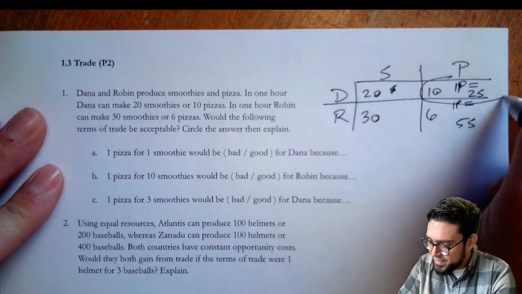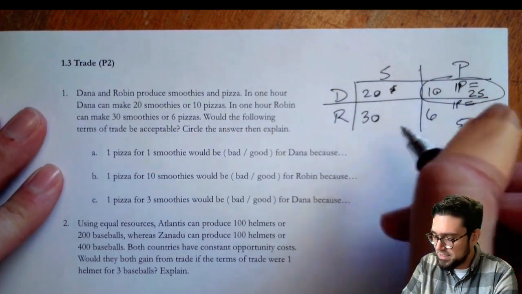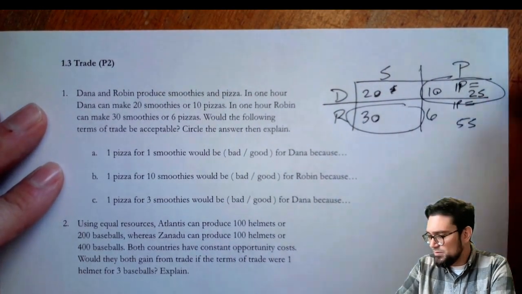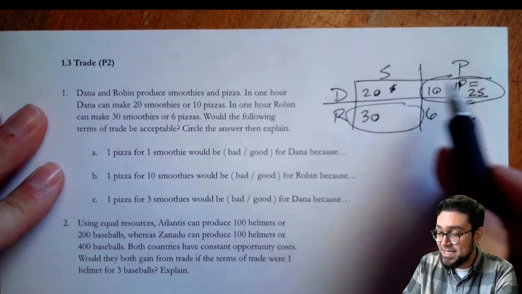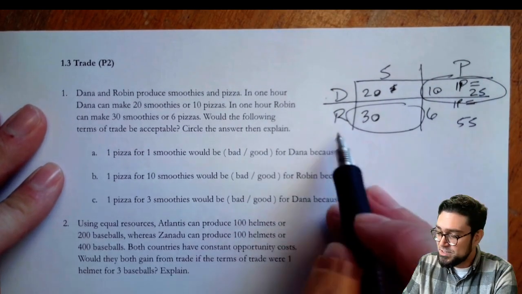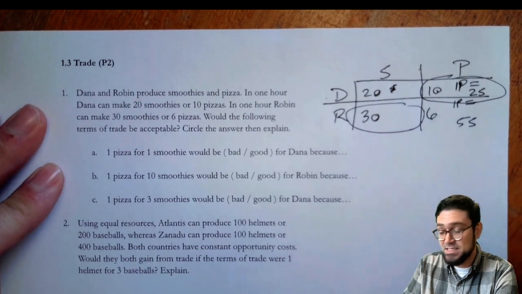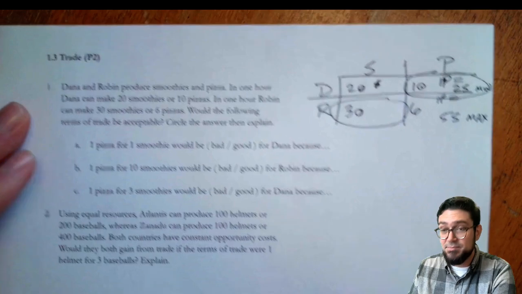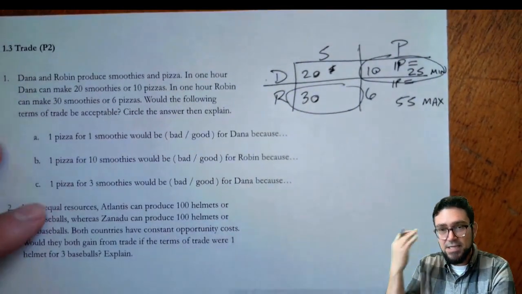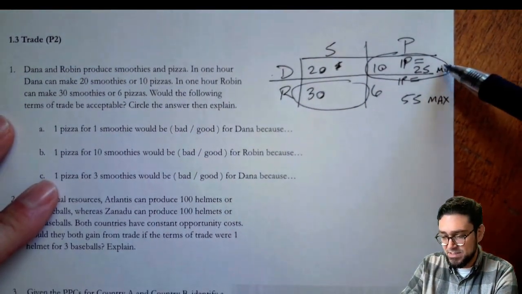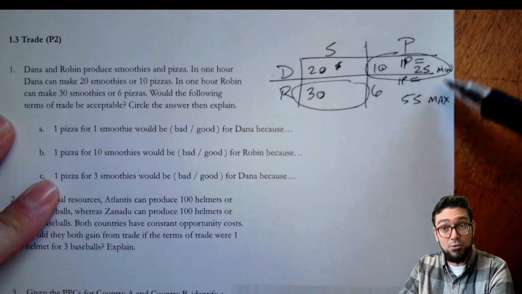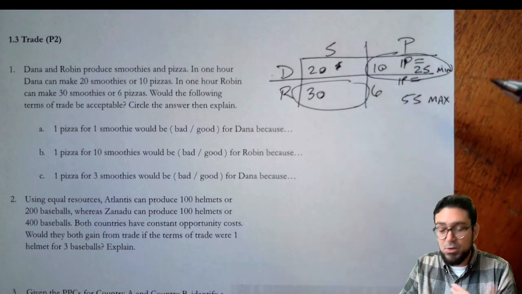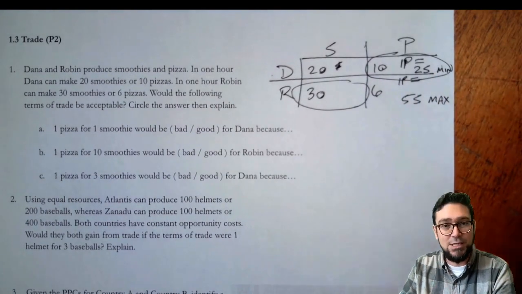And so we know that Dana is producing the pizzas, and Robin is producing the smoothies. But that's kind of a moot point, right? We know really that Dana is the seller of the pizzas. We also know that Robin is the buyer of the pizzas, and that this is his maximum price, and that Dana's minimum price is 2 smoothies. So get in the habit of thinking about these as, this is the seller, this is the buyer, the lower and the higher price. We know that the seller is the one with comparative advantage because they have the lower opportunity cost. They should specialize in that.